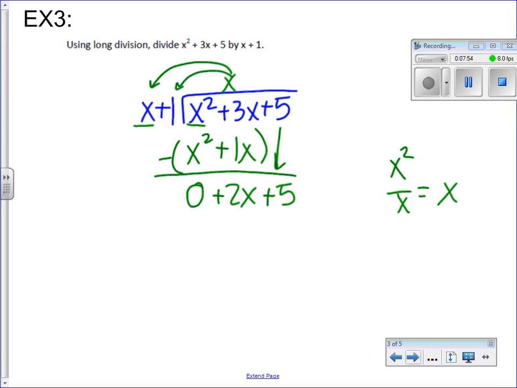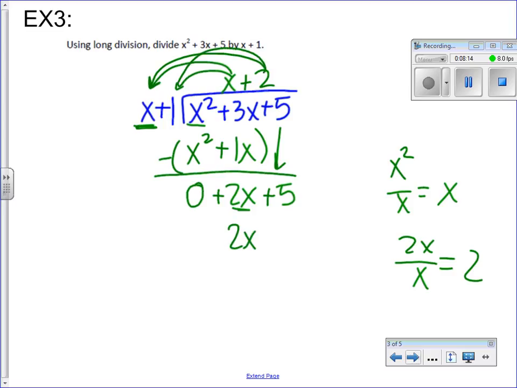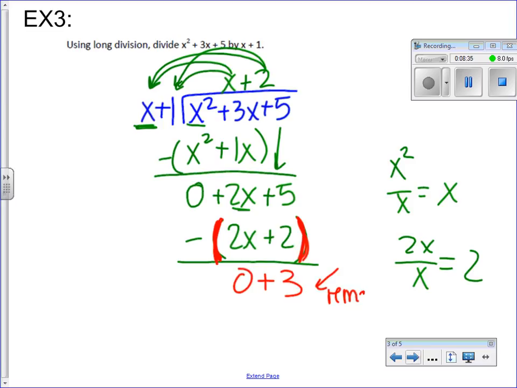If you are getting lost, pause the video, rewind a little bit, and watch it again. Now again, how many times does x go into 2x? It goes in twice. Now I'm going to multiply this 2 back to the expression. 2 times x is 2x. 2 times 1 is 2. And I'm going to subtract. I need these parentheses. These parentheses are mucho importante. That's Spanish for very important. Okay, so 2x minus 2x is 0. 5 minus 2 is 3. Now I have a remainder.